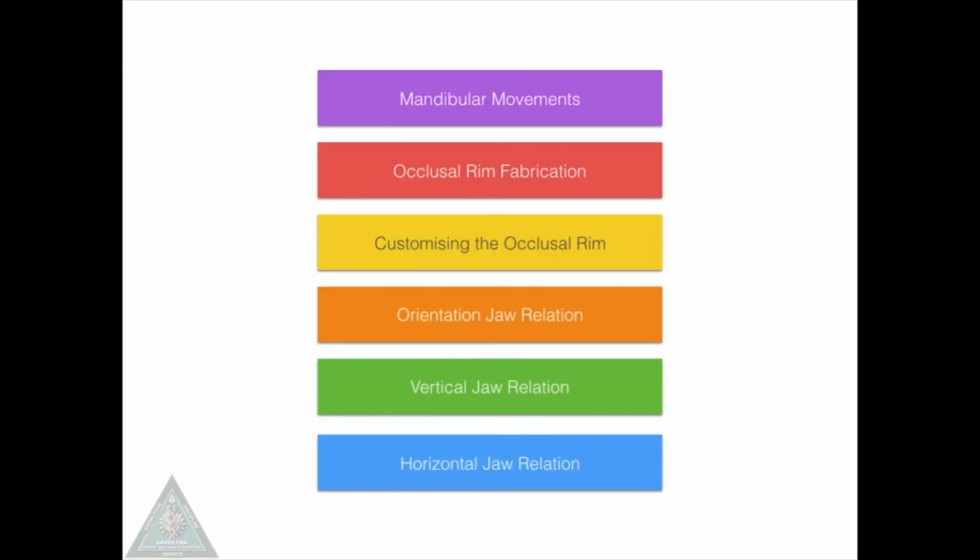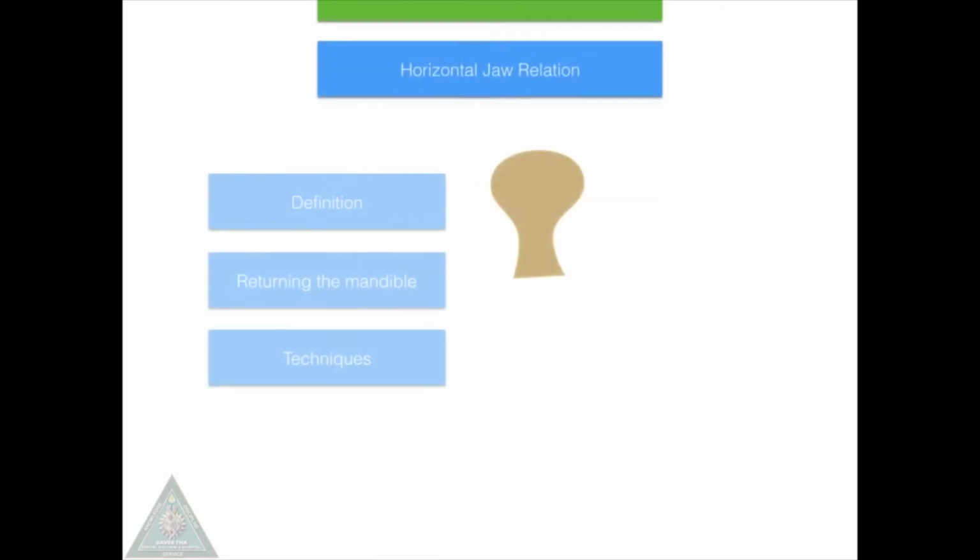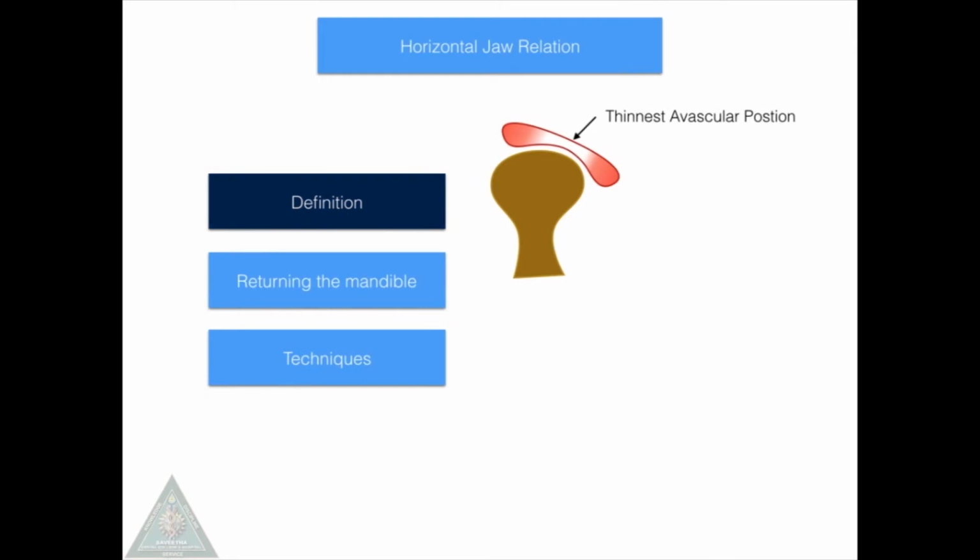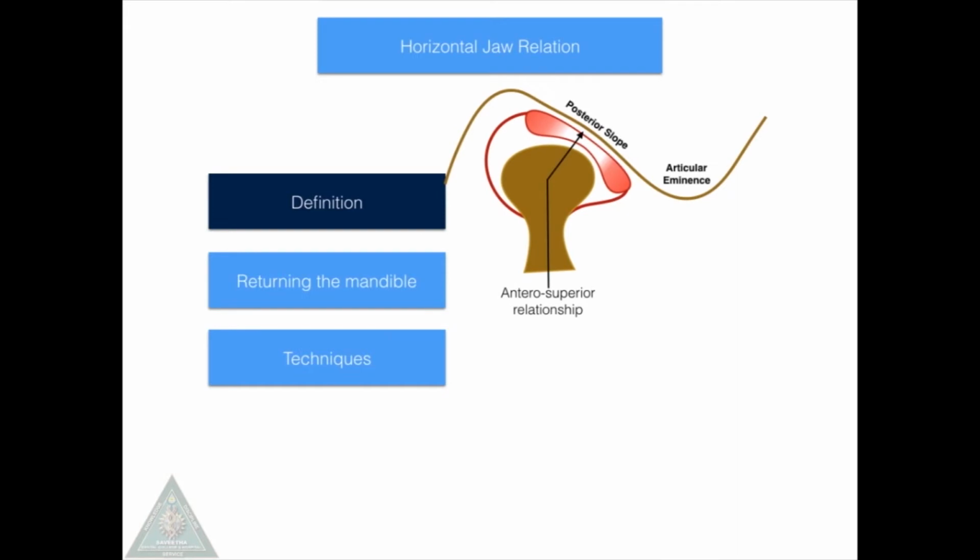Centric relation is defined as the maxillomandibular relationship in which the condyles articulate with the thinnest avascular portion of their respective discs, with the complex in an anterior-superior relationship to the posterior slopes of the articular eminence. This position is independent of tooth contact and is clinically discernible when the mandible is directed posteriorly and superiorly, and the movement is limited to a rotary movement around a true hinge axis. This is a very important definition and you should know it thoroughly for the exam.